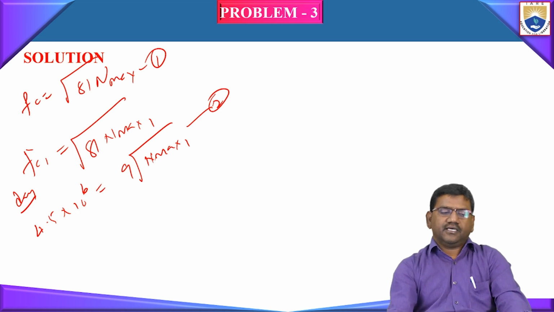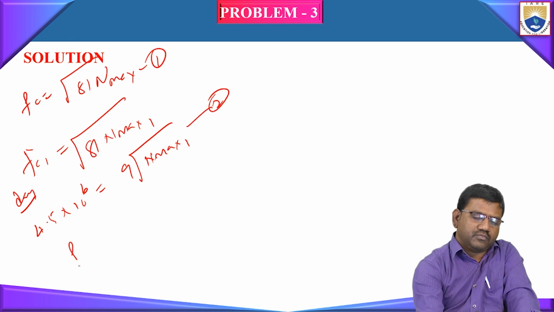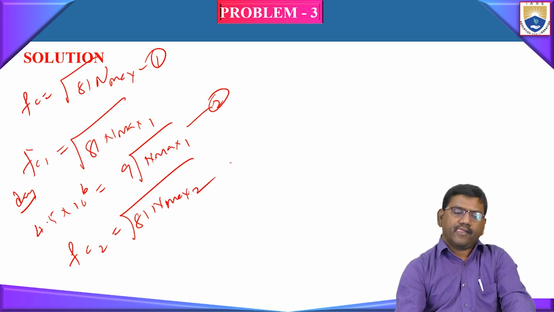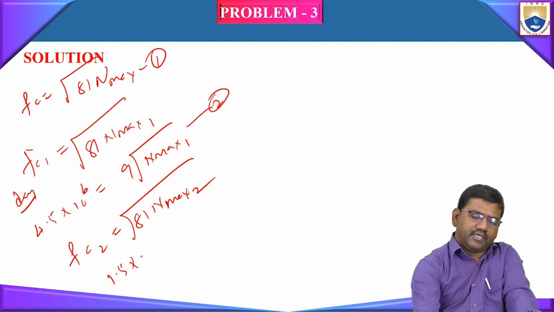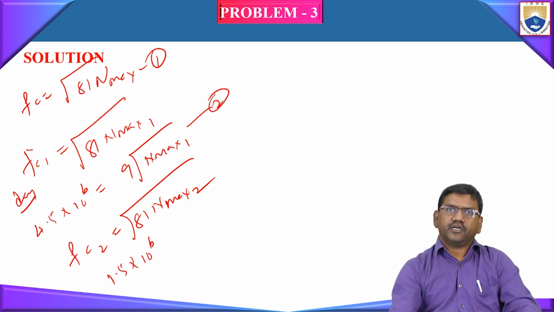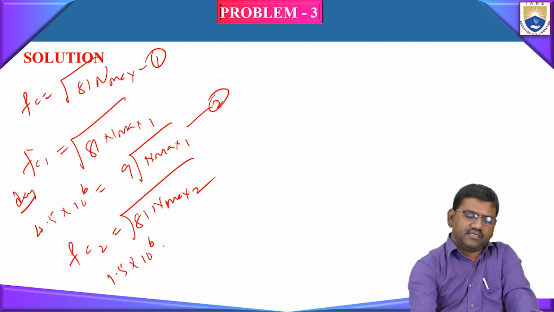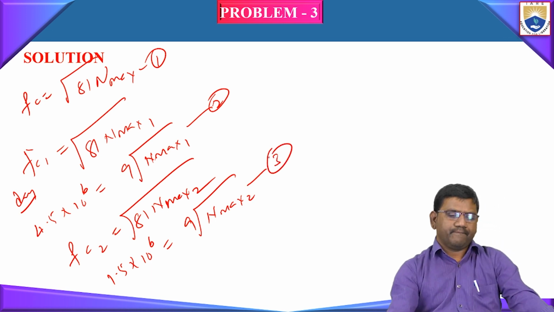Now again, the second frequency during sunset is given as Fc2. Assume Fc2 is equal to root of 81 n max 2 here. The Fc2 value is given as 1.5 into 10 power 6, that is 1.5 megahertz. The critical frequency during the sunset is given as 1.5 megahertz. This is equal to 9 root n max 2. Assume this as equation 3 here.